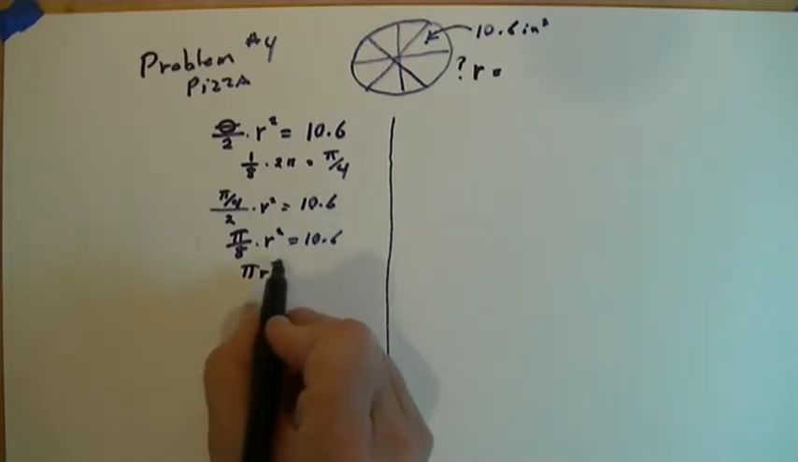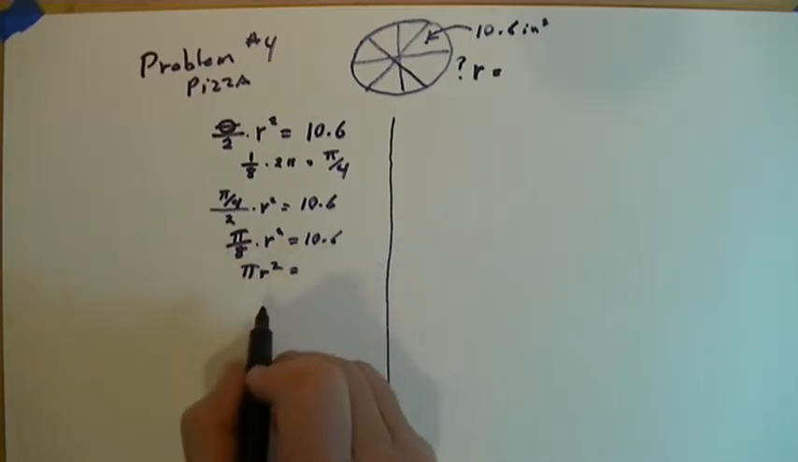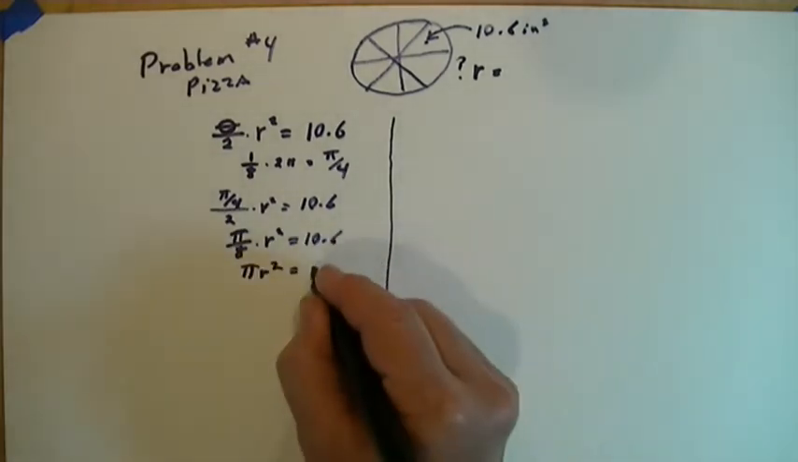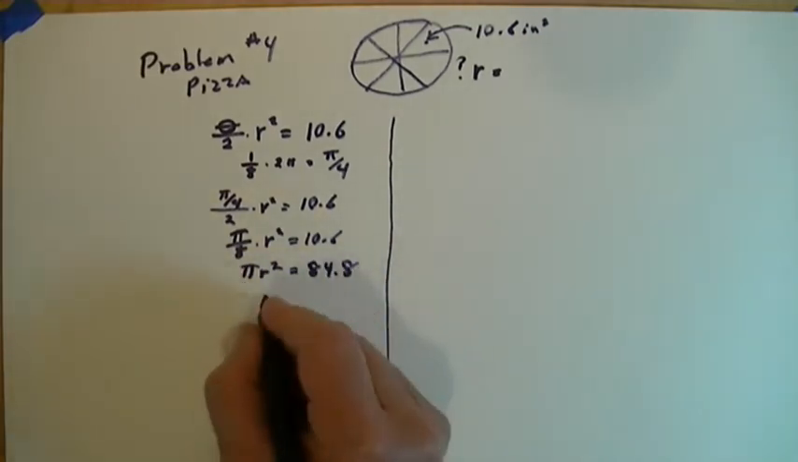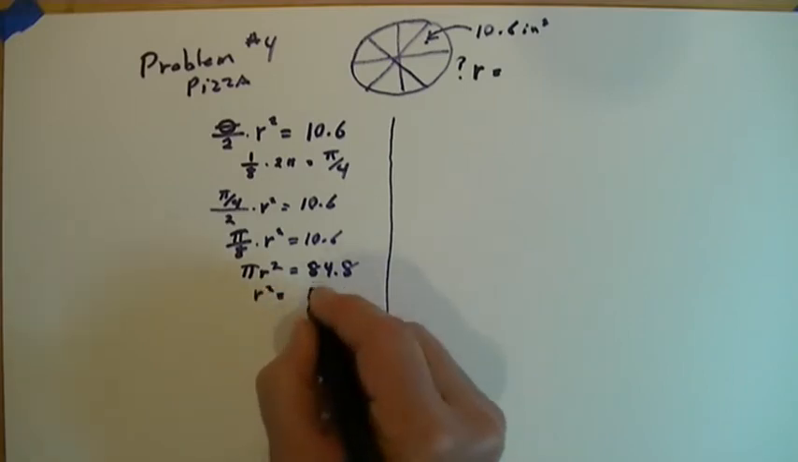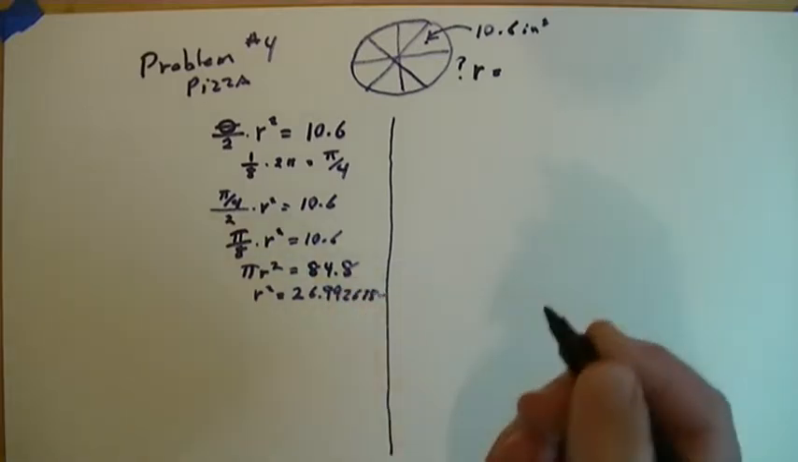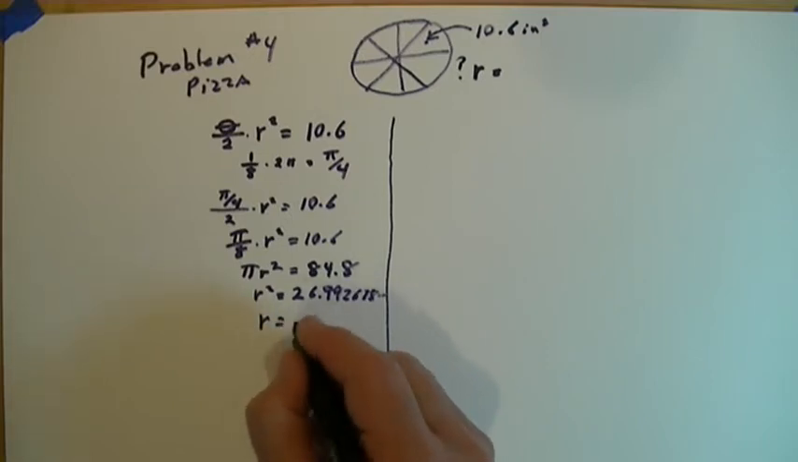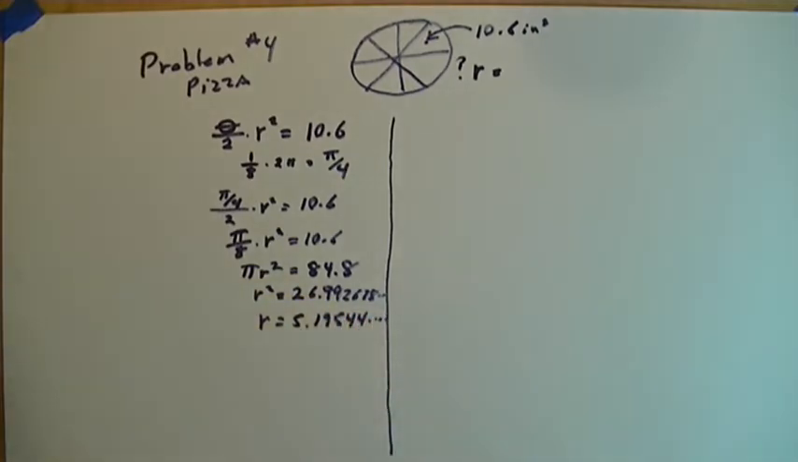This looks like the area of the whole circle, right? Pi times radius squared is the area of the entire circle. That shouldn't be surprising. And then we end up with 84.8 when we multiply both sides by 8. We divide by pi, and r squared is 26.992678, blah blah. Take the square root, and we end up with r equals 5.19544, dot dot dot.